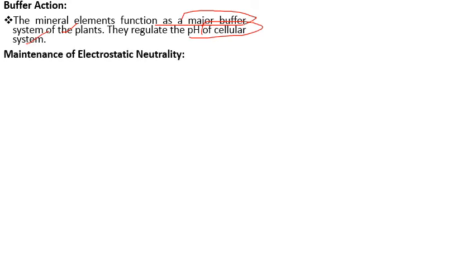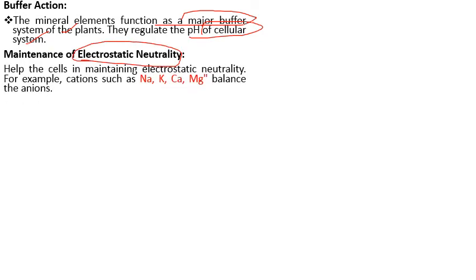Next comes buffer action. There are certain mineral elements which help in maintaining the pH in the cellular compartment. So the mineral elements function as major buffer system of the plants. They regulate the pH of cellular system. तो जो pH है उसको maintain करते हैं. Next, maintenance of electrostatic neutrality, means they help in maintaining the cationic and anionic balance in the cell. So they help the cell in maintaining the electrostatic neutrality.